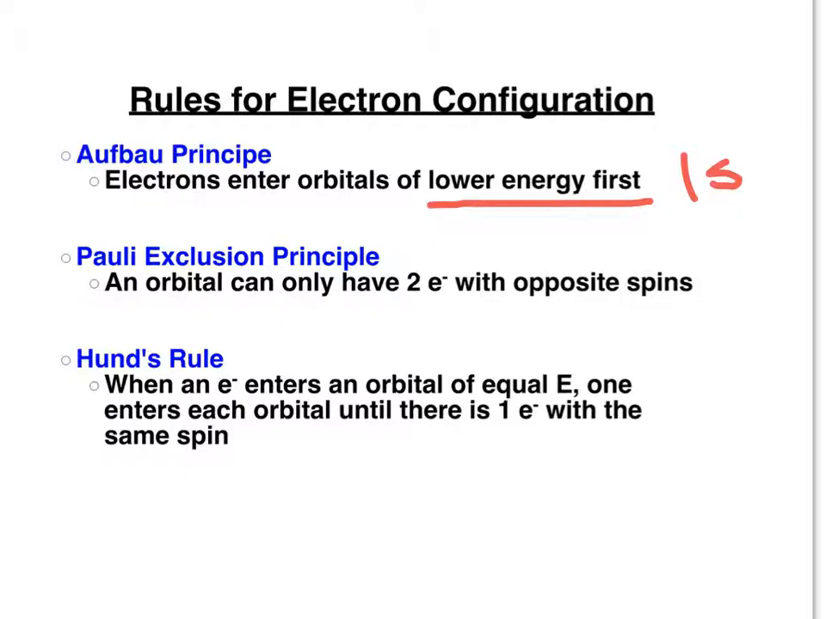Electrons shouldn't be artificially high in their energy levels. If they are, they're in the excited state. And when we are doing electron configurations, we should always be drawing them in the ground state.